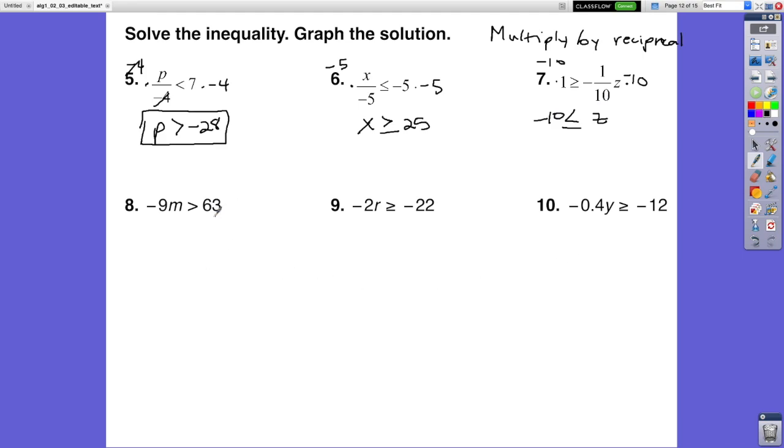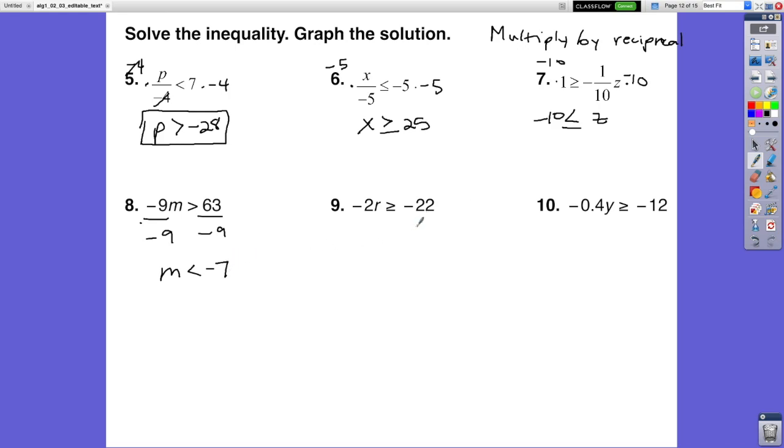Okay, let's go down here. How do I solve this one? Divide both sides by negative 9. Perfect. Oh, it's a negative. So this is now going to be, m is now less than negative 7.